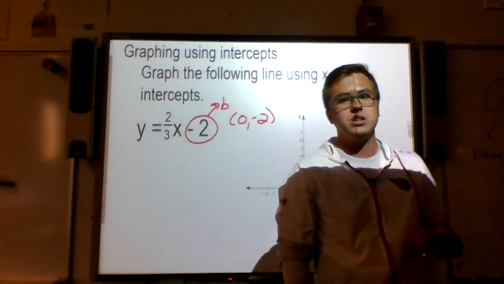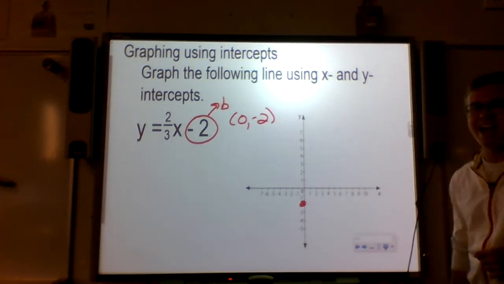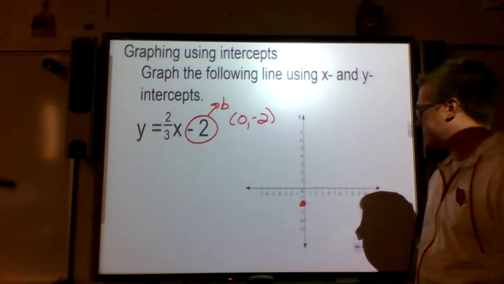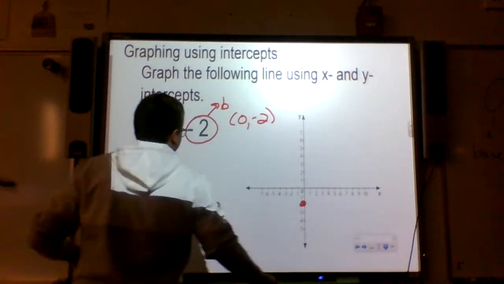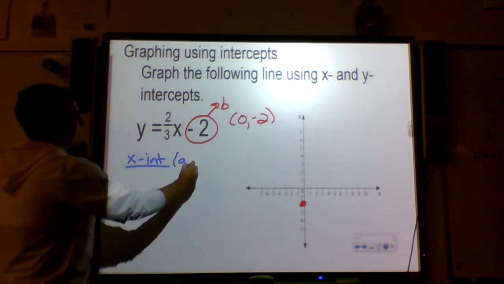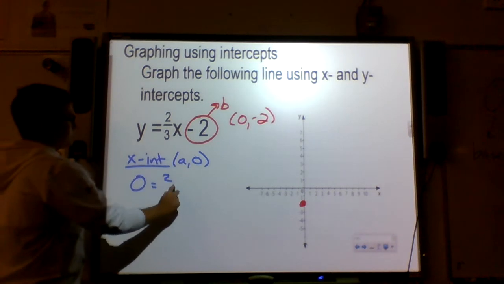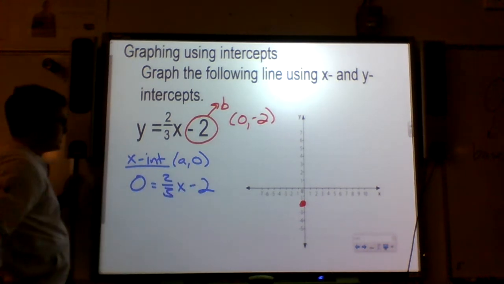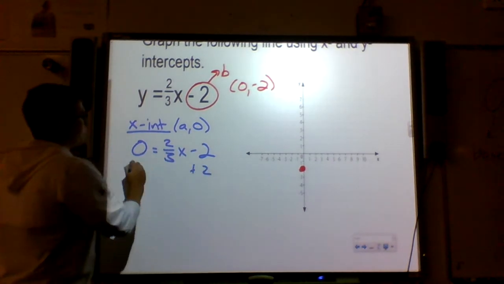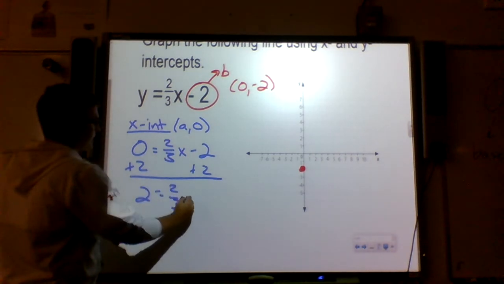So I don't have to do any solving for the y-intercept because I know it's going to cross down here at negative 2. So really the only work that I have to do is to find the x-intercept. Remember, that's (a, 0). So I'm going to plug in 0 for y. 0 equals 2/3 x minus 2. So to solve for that, I've got to add 2 to both sides. So I get 2 equals 2/3 x.